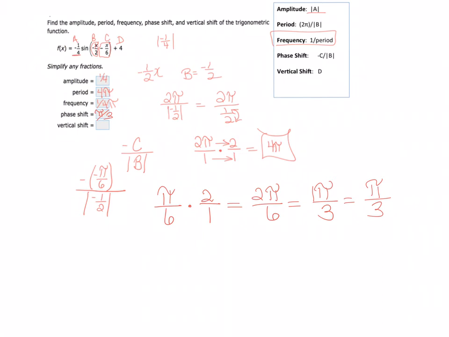Now vertical shift, how much did we shift up or down? That's our D value. Again, we don't have to do any kind of calculation there. It's just what's sitting at D. So D is 4. We shifted 4 units up. And that is all we have to do when we want to read the characteristics of our sine graph out of the equation.